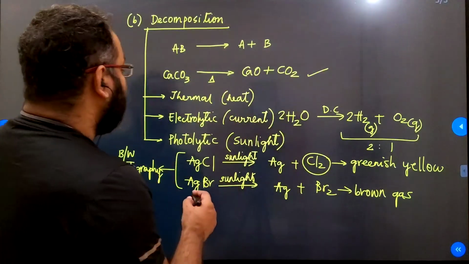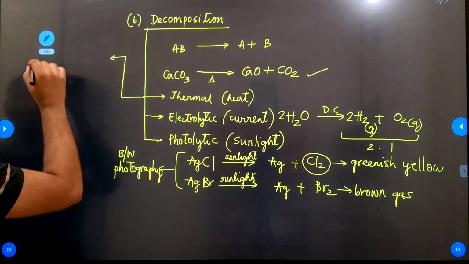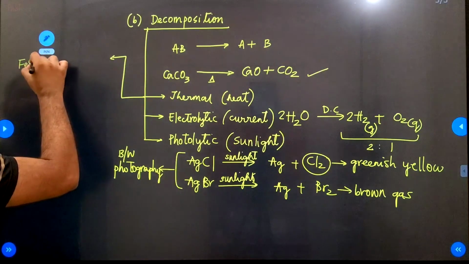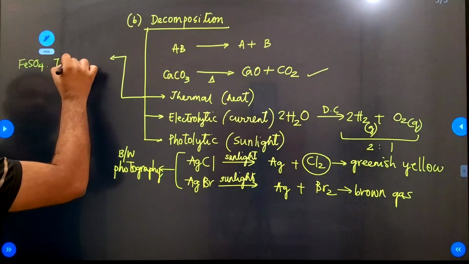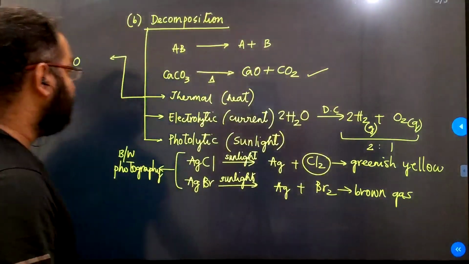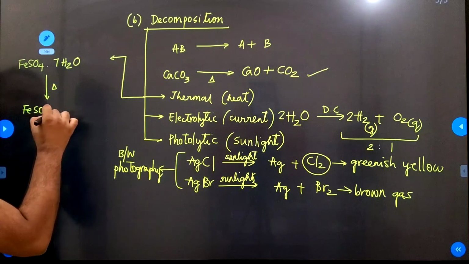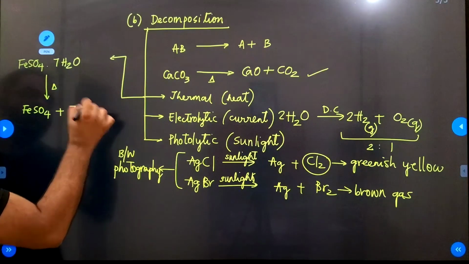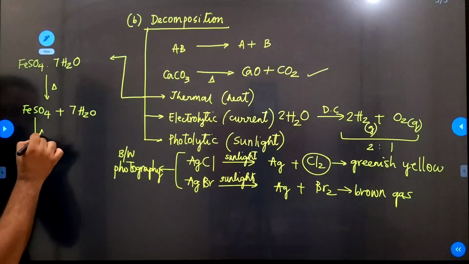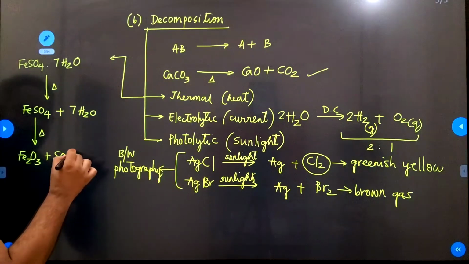While I've given you one equation there, another very popular equation we look at in terms of thermal is the decomposition of green vitriol. Green vitriol is FeSO4.7H2O. Now, whenever you take FeSO4.7H2O, this is a crystalline salt. When you heat it first, it becomes FeSO4 plus 7H2O. So the water comes out. If you heat this further, you get Fe2O3 plus SO2 plus SO3.